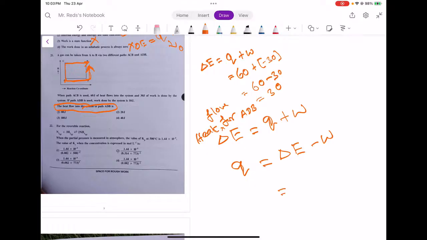Delta E I already found as 30. Delta E is 30. 30 minus, what is the work done here? Heat flow into the system in path ADB means endothermic. Endothermic means work done should be negative, work done by the system. So work done here is minus 30. 30 plus 30, that is equal to 60.